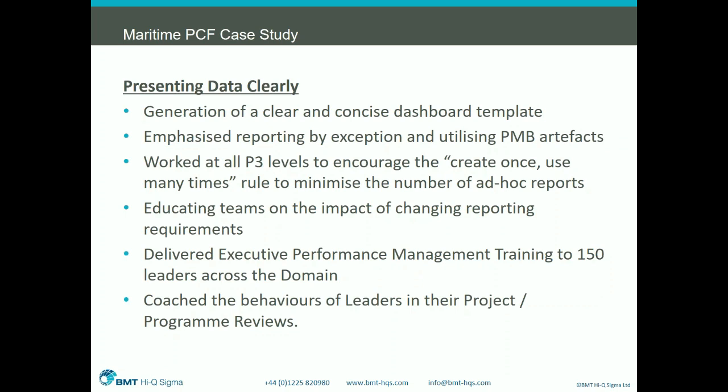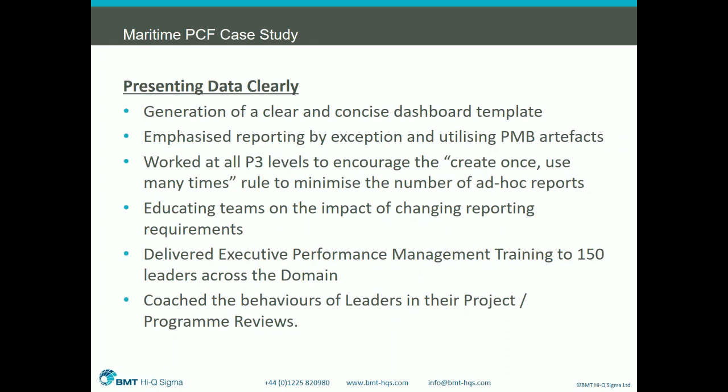Educating teams on the impact of changing reporting requirements. So in a similar vein, we're working with the program and the portfolio officers to make them aware of the impact of changing these reporting requirements. If it changes, the teams are going to have to work out how they're going to collect the data, what they're going to do with it, who needs to approve it, how they'll present it, which is all effort, additional effort that we're trying to eradicate.